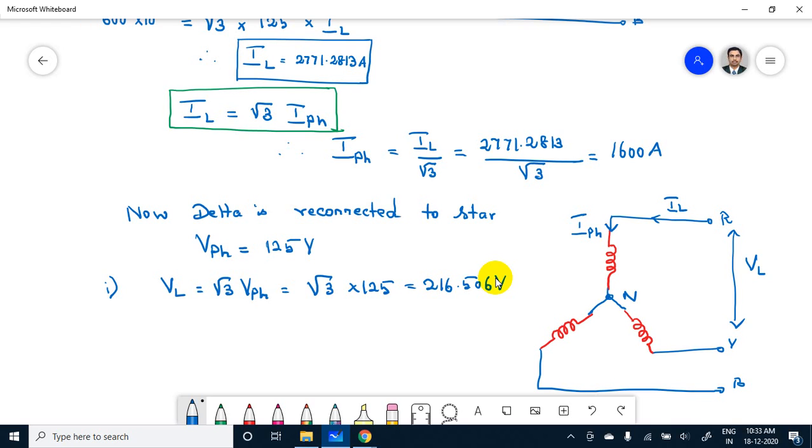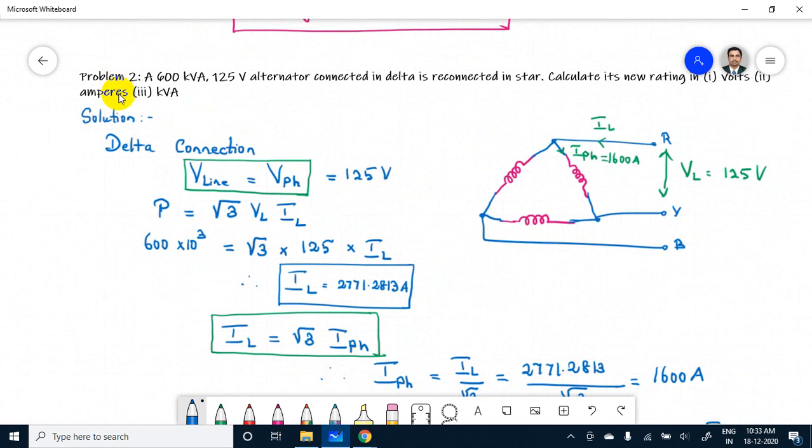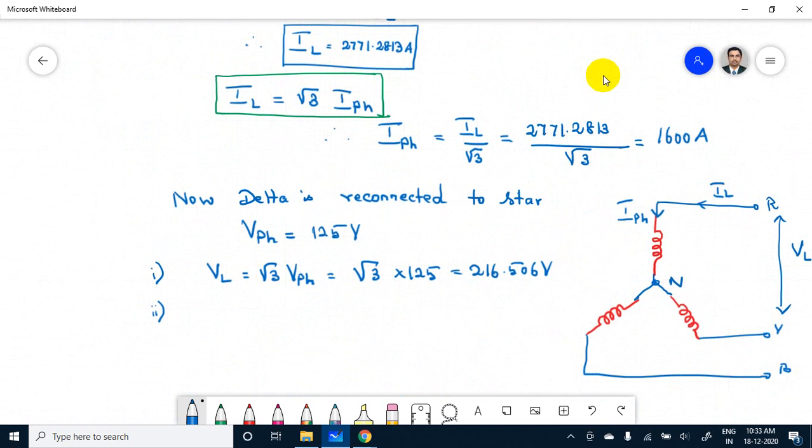216.506 volt. Okay, this is my first subdivision. Second subdivision, they are informing you to calculate the ampere. Ampere means current. So how to calculate the current? What is the formula? Because power, you don't know the power in delta connected. So how to calculate the current?